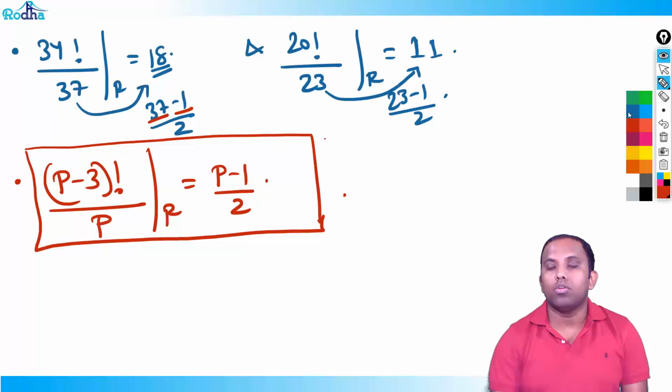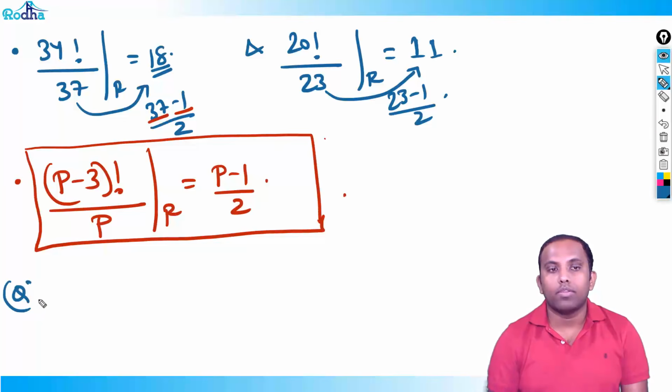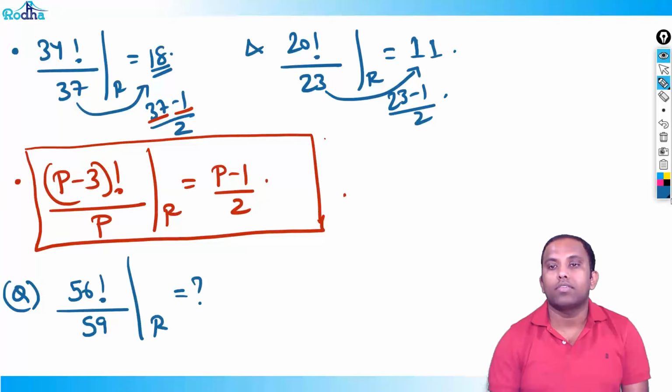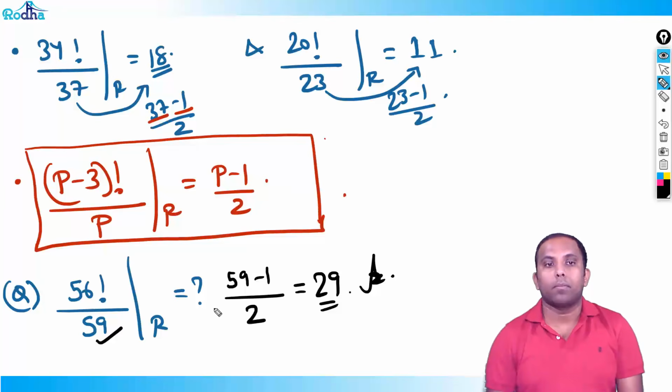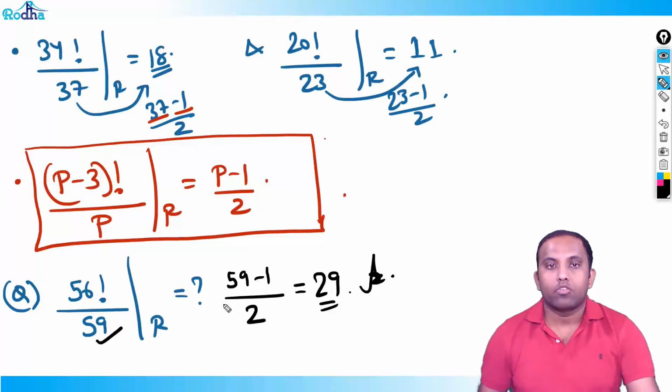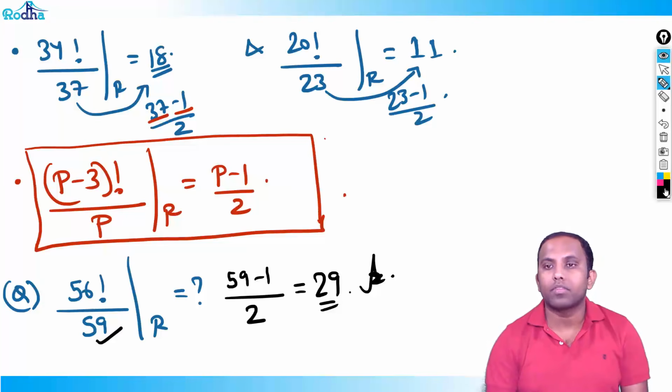Suppose I have a question like this: what is the remainder if it is 56 factorial by 59? The answer is in one step, right? What is the answer? 59 minus 1, because 59 is a prime number, 59 minus 1 by 2. What is the answer? 29. So 29 is the answer for this question. I hope it is clear.